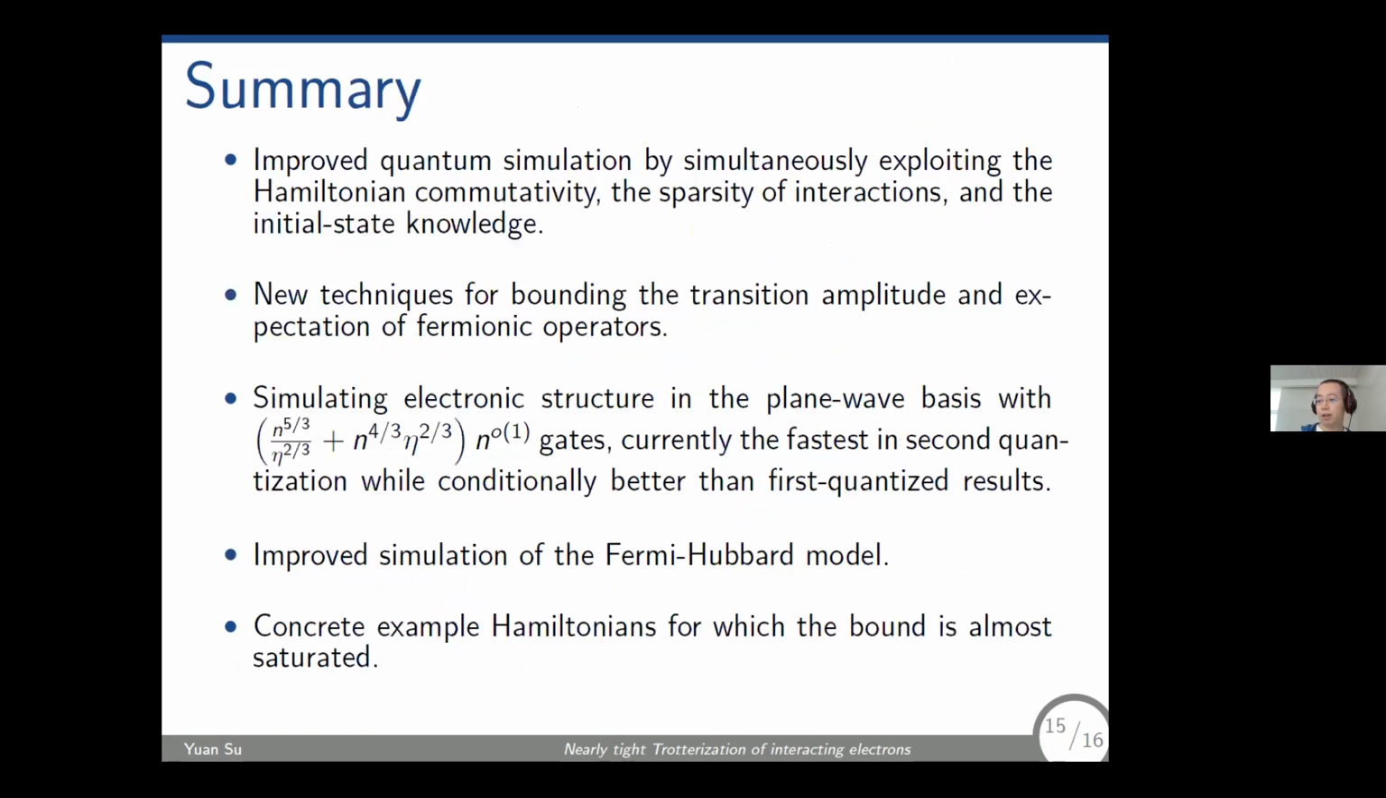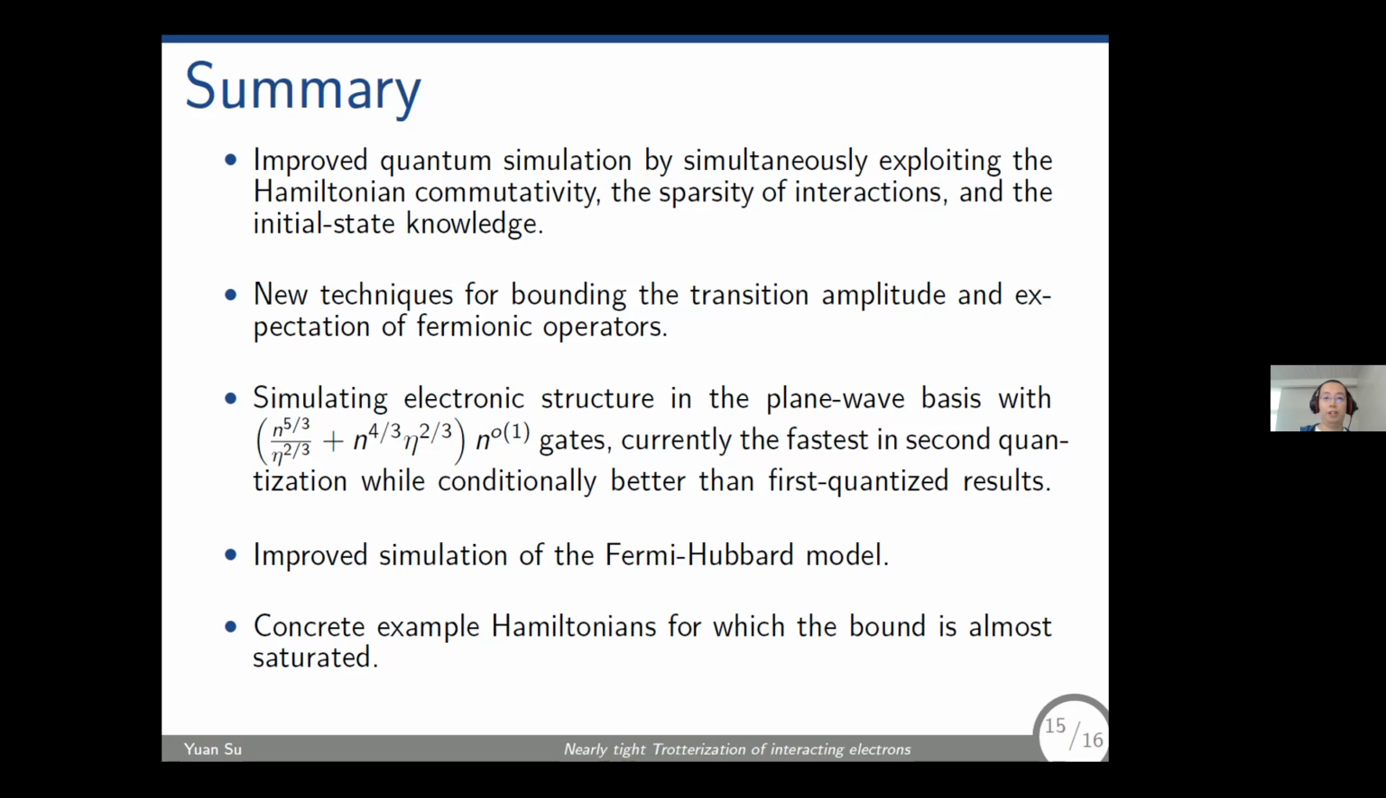Okay, I think I've talked for quite a while, so let me very quickly wrap up this talk. In this work, we try to have improved quantum simulation by simultaneously exploiting the commutativity of the Hamiltonian and the prior knowledge of the initial states. In the case where the interactions are sparse, like the Fermi-Hubbard model, we get some further improvements over the general case. We have some new techniques for bounding the transition amplitude and the expectation of general fermionic operators, which may be of independent interest.